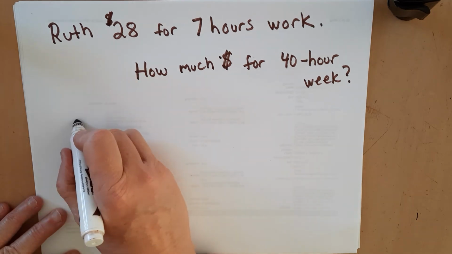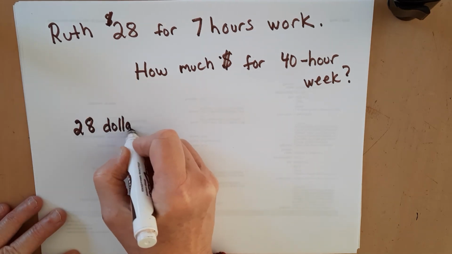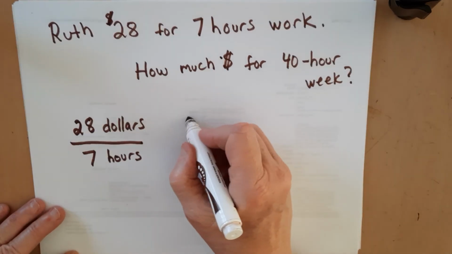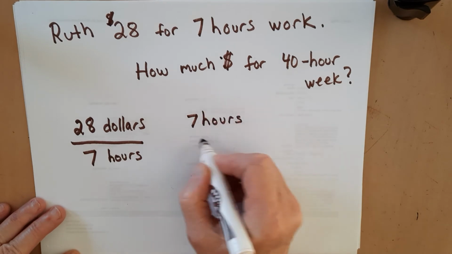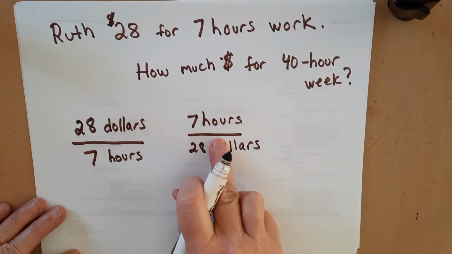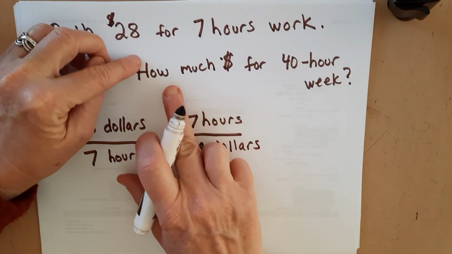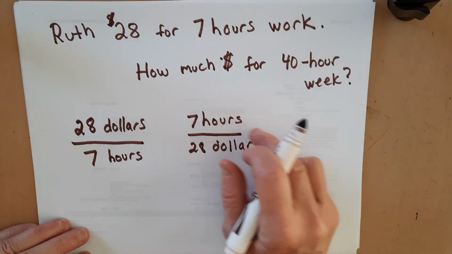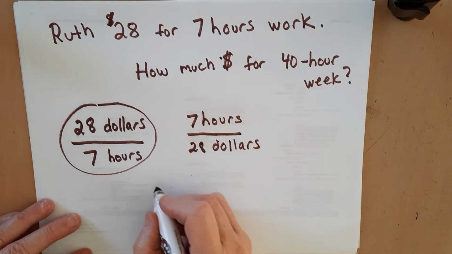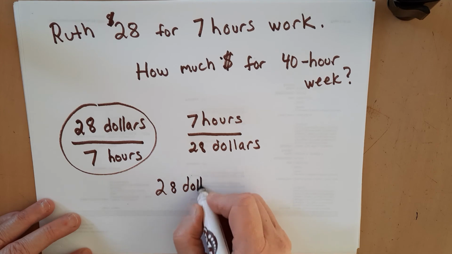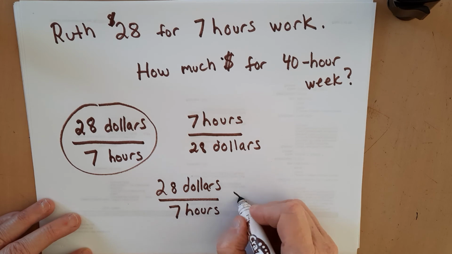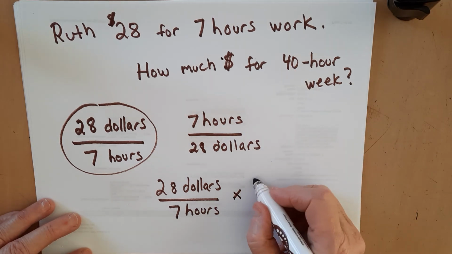We can say that Ruth made $28 for 7 hours. We can also flip that around and say that for 7 hours, she made $28. Now, which one of these two ratios do we want to use to figure out this problem? We are looking for how much money she made. So we want to choose the ratio that has dollars in the numerator, which would be this one. And we can go ahead and write $28 over 7 hours. And we're going to multiply that by 40 hours because that's how long she worked.